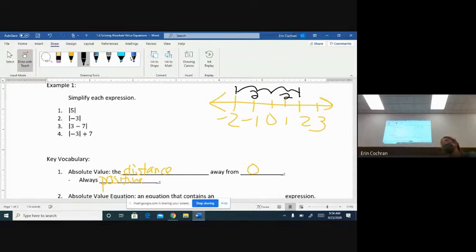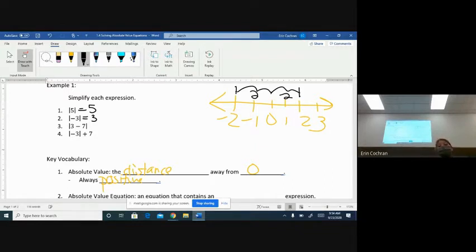The absolute value of 5. 5 is how many units away from 0? 5. Good. -3 is how many units away from 0? 3. Okay, so if you notice, 5 and -3 both gave us positive answers. It always will because we're talking about that distance.